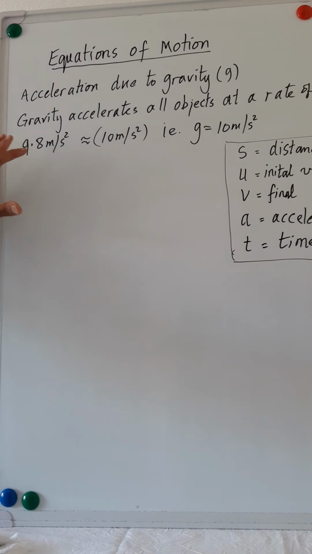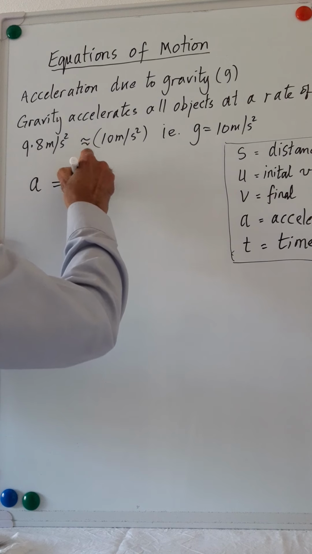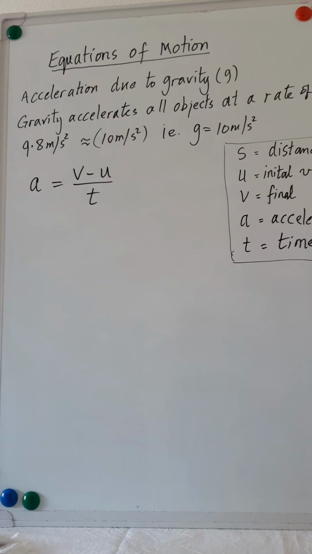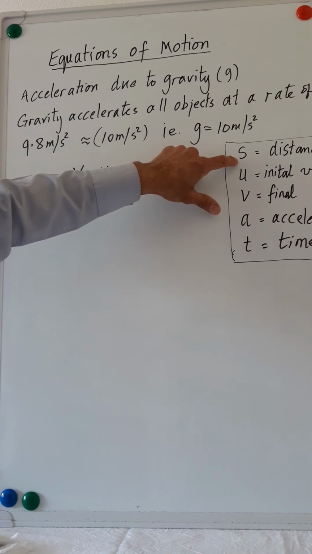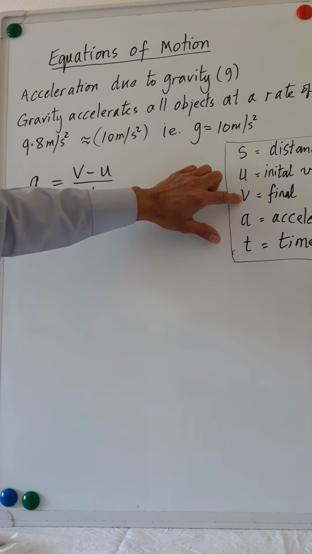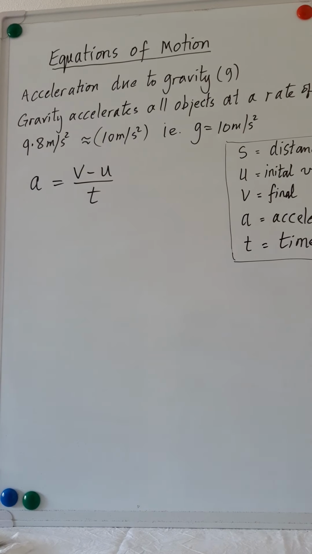Now we're going to come to the equations of motion. In the last video, we talked about acceleration. We defined acceleration as a equals v minus u divided by t. Now we're going to use these standard symbols. s stands for distance, u for the initial velocity, v is the final velocity, a is the acceleration, and t is time. These are the standard symbols which are used in these equations.